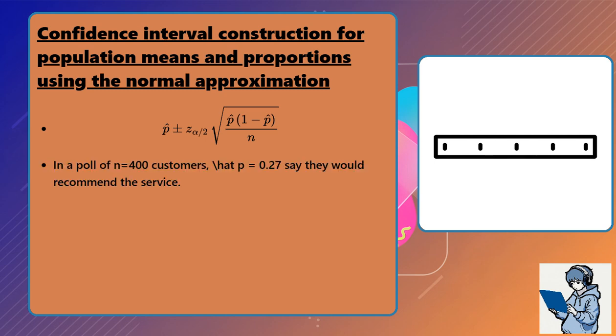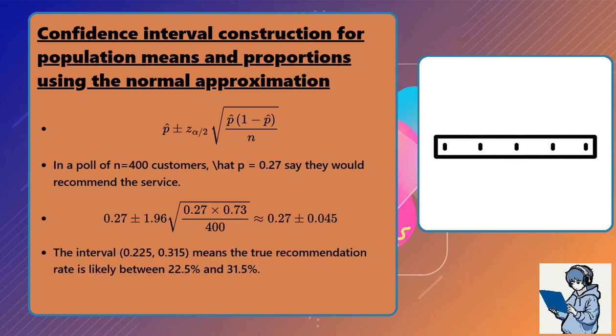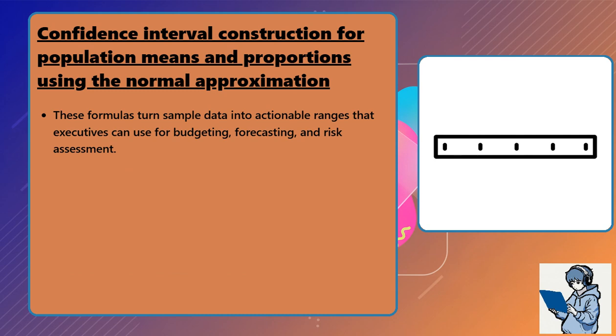In a poll of n equals 400 customers, p hat equals 0.27 say they would recommend the service. 0.27 plus or minus 1.96 times the square root of 0.27 times 0.73 divided by 400, approximately 0.27 plus or minus 0.045. The interval 0.225 to 0.315 means the true recommendation rate is likely between 22.5% and 31.5%. These formulas turn sample data into actionable ranges that executives can use for budgeting, forecasting, and risk assessment.